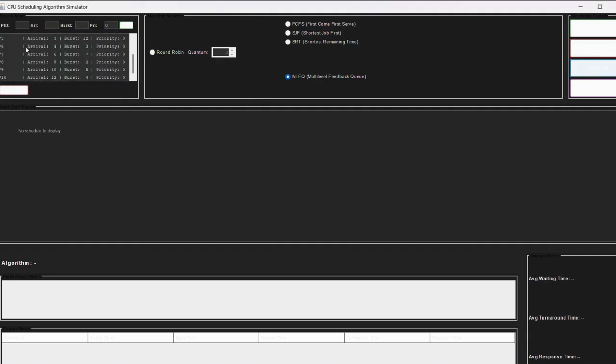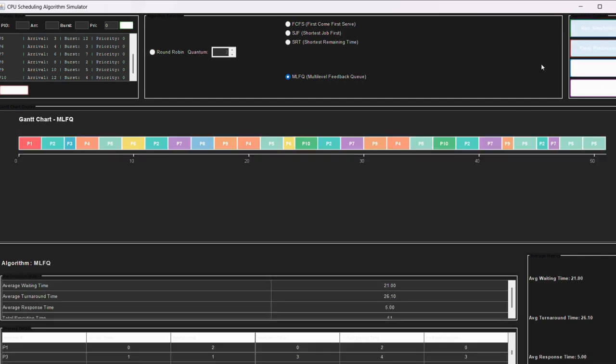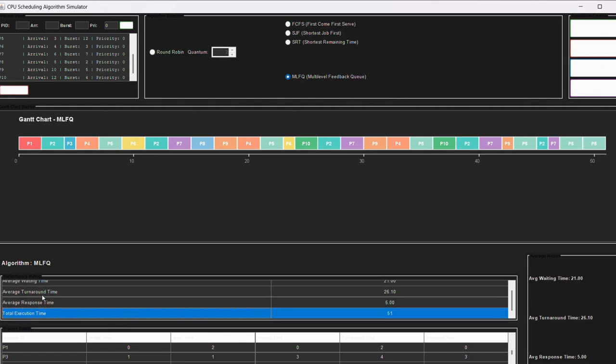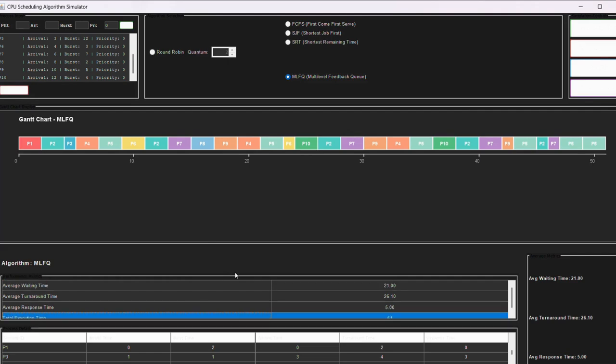We have 10 processes with different burst times and different arrival times. Then we can run our simulation, and the simulation will visualize the Gantt chart, and also give the metrics: average waiting time, turnaround time, response time, and total execution time. So you can see our simulation gives the Gantt chart visualization and the main metrics.